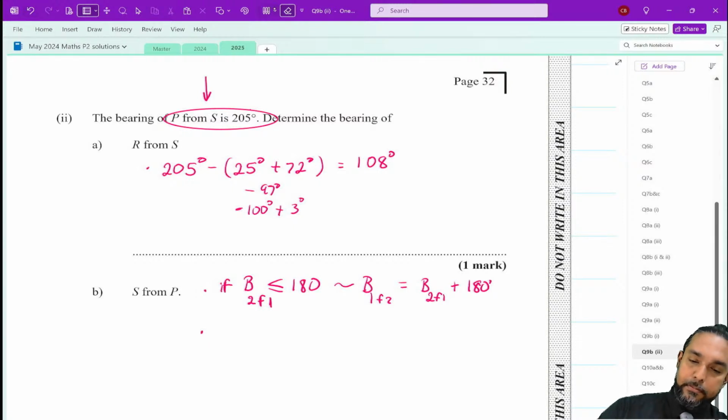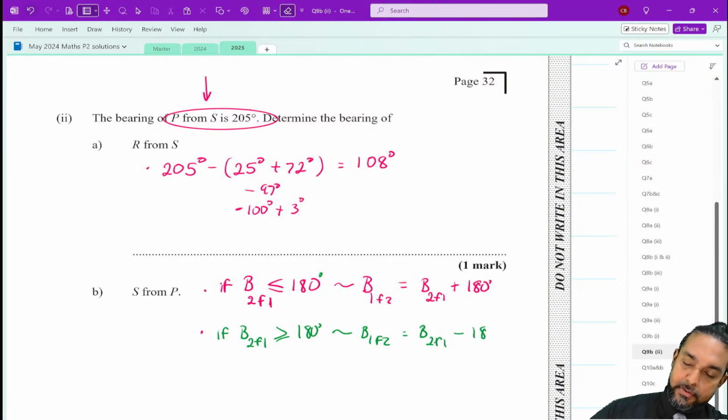If, however, the bearing of 2 from 1, as in the second point from the first point, is greater than 180 degrees, and you want to flip the bearing, 1 from 2 instead, you take that first bearing of 2 from 1 and you minus 180 degrees.